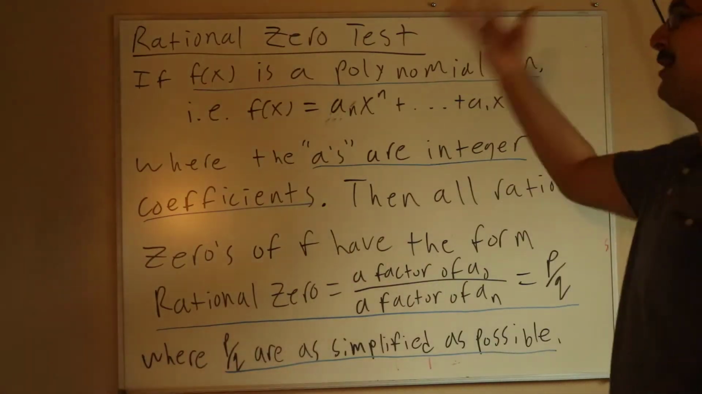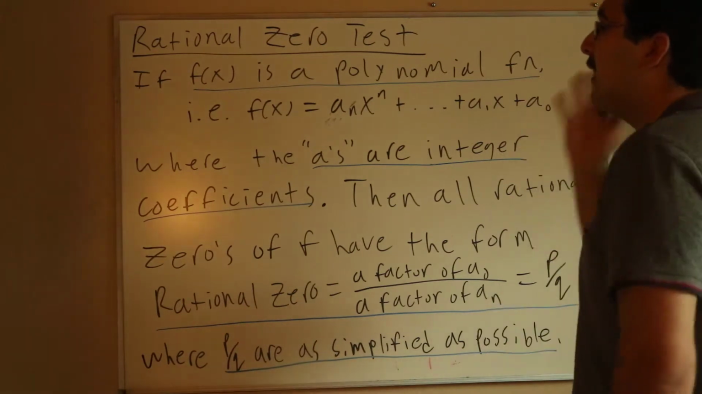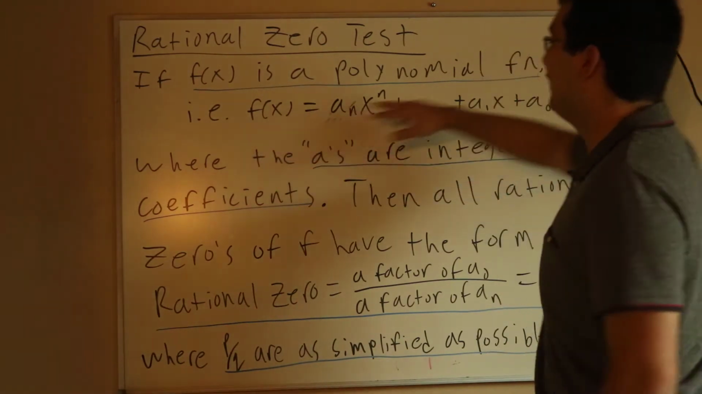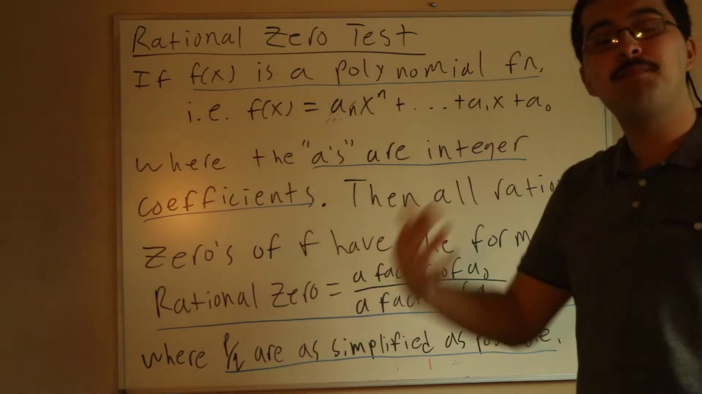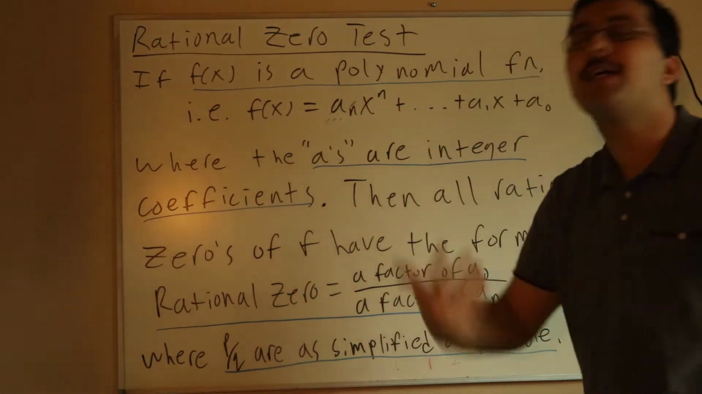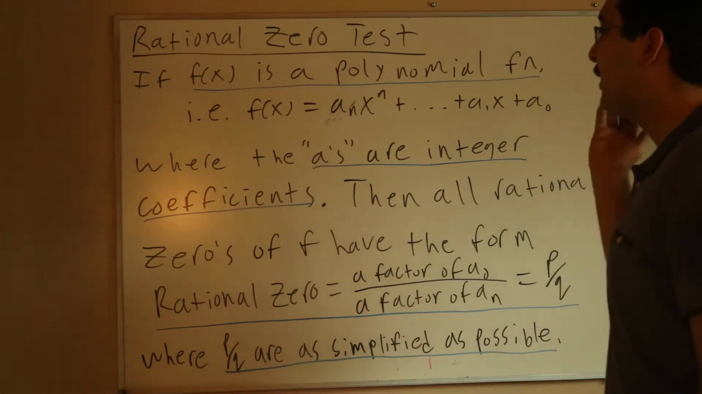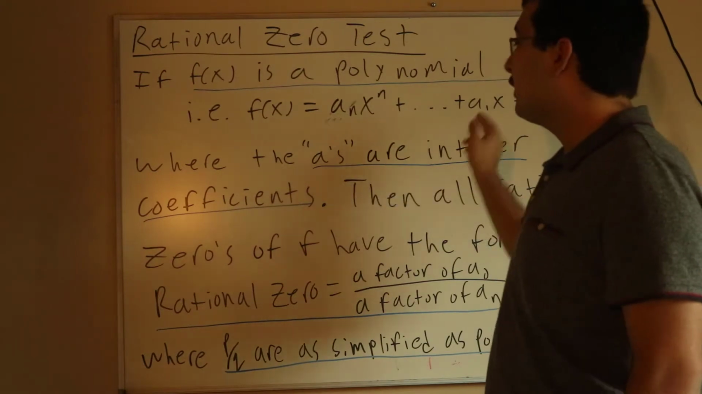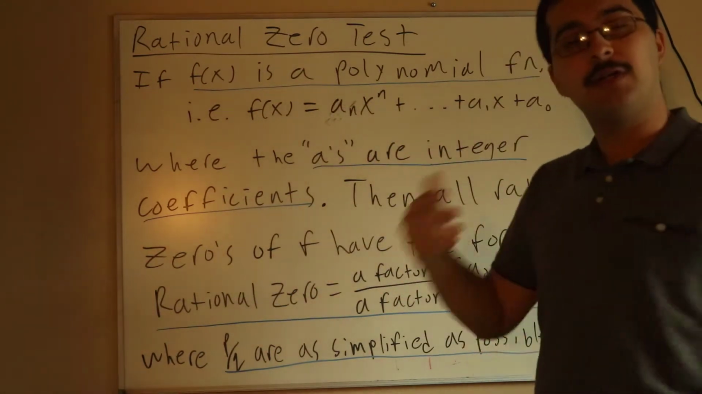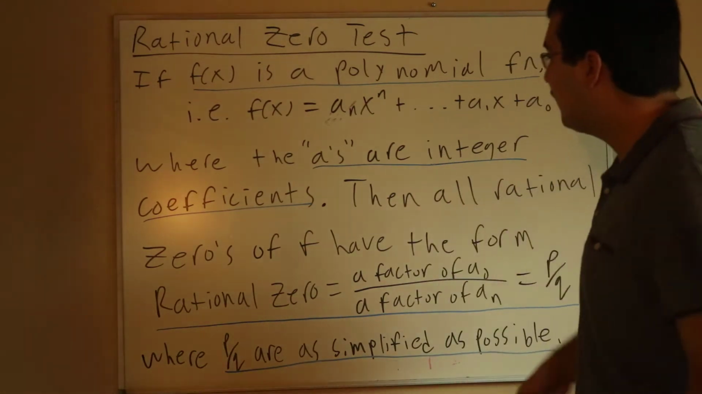Okay, so the rational zero test. Here it is. Let's go ahead and just read on through it. If f of x is a polynomial function, so for example, we have our generic polynomial function, a sub n times x to the n plus blah blah blah plus a sub 1 times x plus a naught. So we have some polynomial function where the a's are integer coefficients. So each one of these a's are integers. Alright, so 1, 2, 3, 4, 5, and so on.